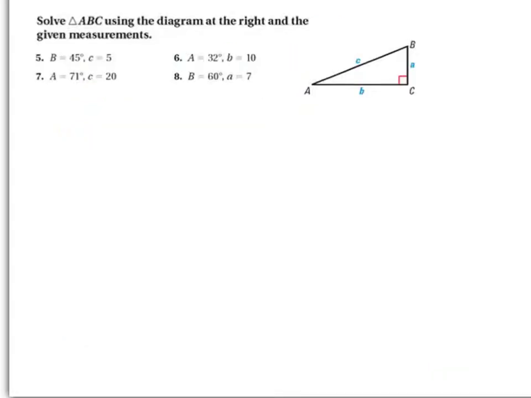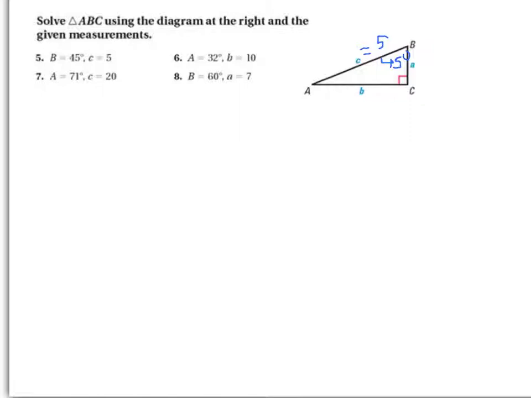All right. So it says, solve triangle ABC using the diagram at the right and the given measurements. So they're going to change for each problem. So problem 5. B is 45. C is 5. So here's the thing. We need to get A and B. Well, what do we know about a 45, 45, 90? They're the same length. Okay?